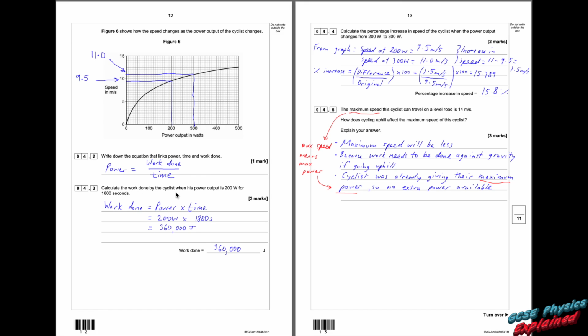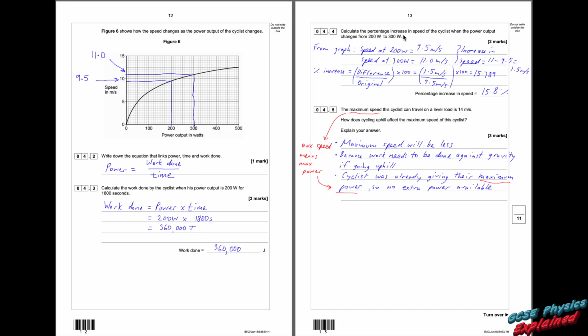Calculate the work done by the cyclist when the power output is 200 watts for 1,800 seconds. So work done, let's rearrange that. It's power times time. There's the power, there's the time. You just need to multiply those together. And the answer comes out as 360,000 joules. Make sure your time's in seconds, make sure your power's in watts.